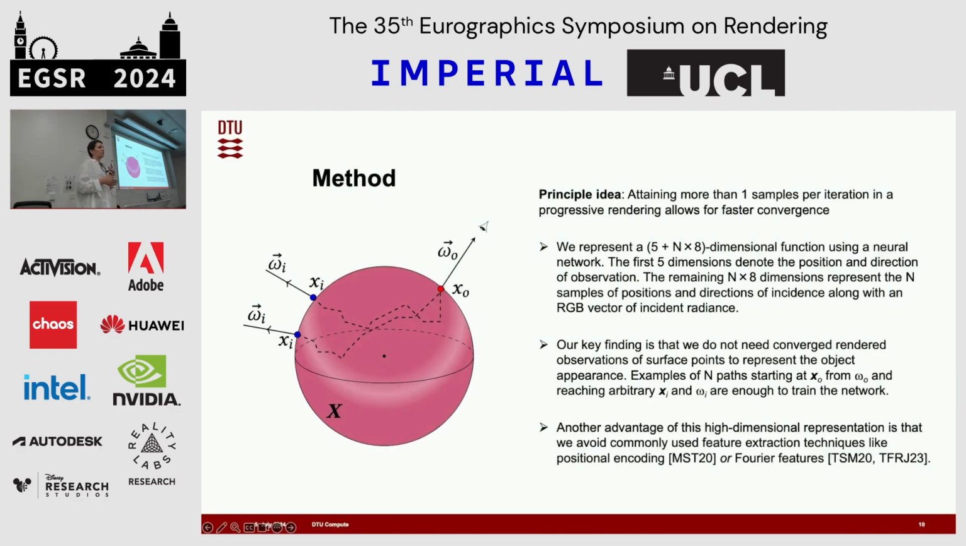We will use Monte Carlo path tracing to generate these data points. But what Thompson also found during his work is that he doesn't have to fully train his model before rendering, so he trains it on unconverged data. We will explain later.